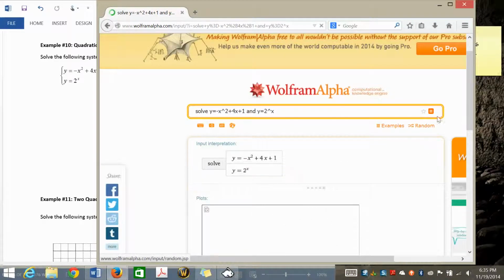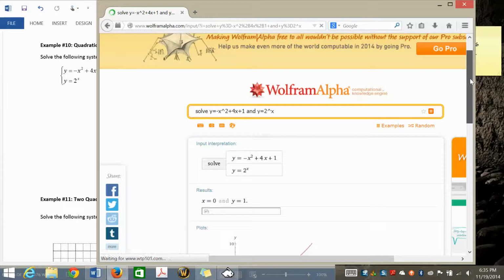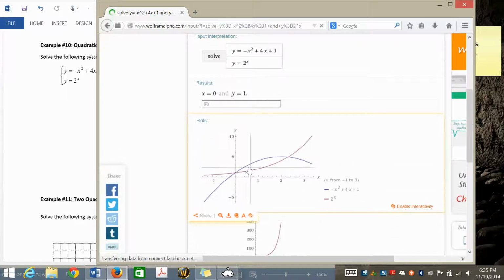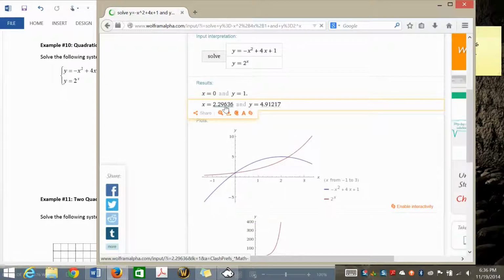So there's my function, so you can make sure it looks like it typed it correctly. Here we can see my plots. I can see that it's crossing twice. Once here at 0, 1 is coming for one solution, and then it seems to be crossing over here somewhere a little bit above 2 and 5. Or, yeah, like 2.4 or something like that. Oh, there we go. 2.3 and 4.9, so almost there at 5.